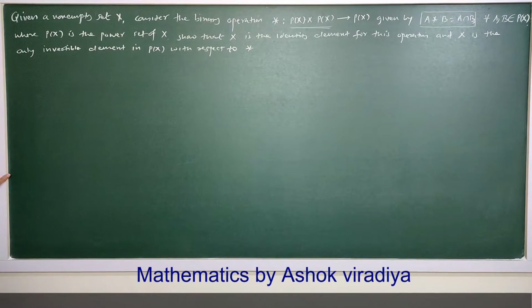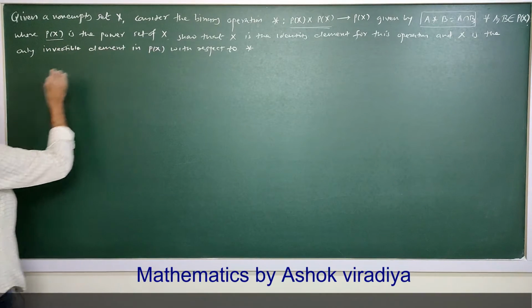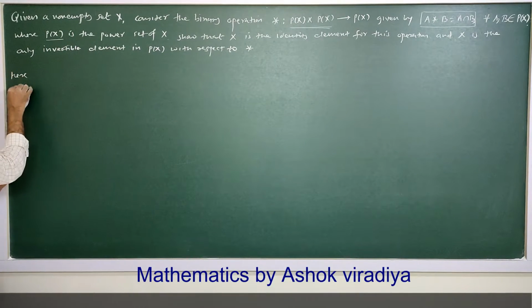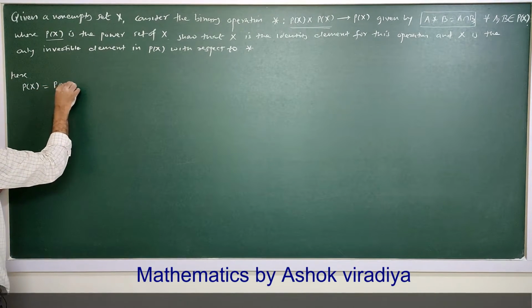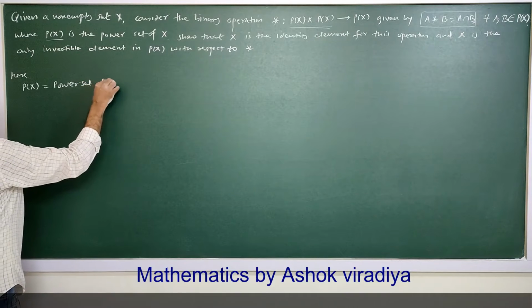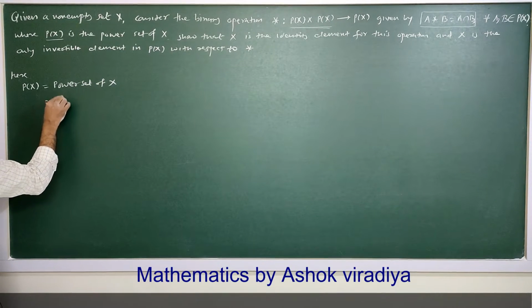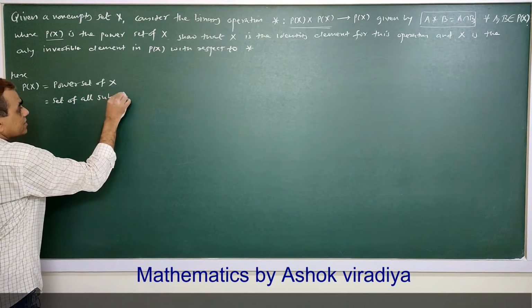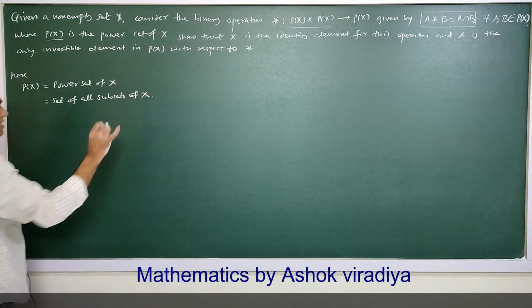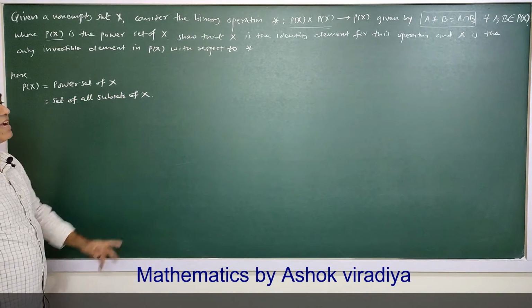Say in this question, P(X) is the power set of X. Say here P of X, this is the power set of X. It means what? It means this is the set of all subsets of X. Power set of X, that is the set of all subsets of X.